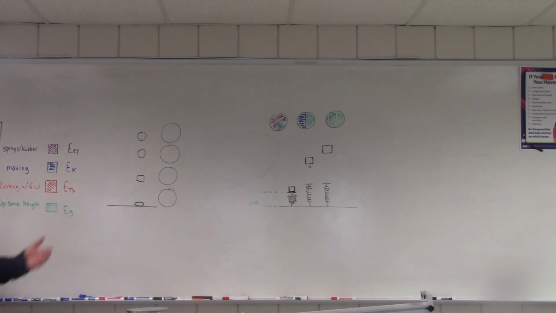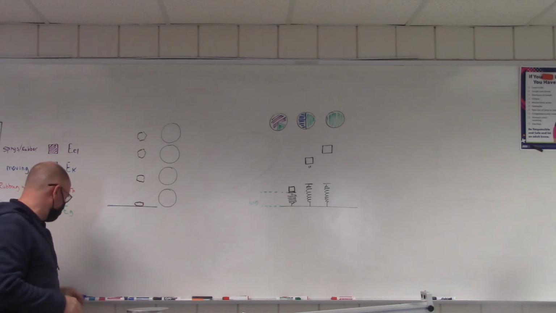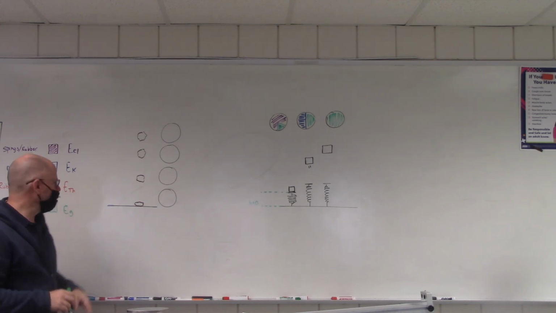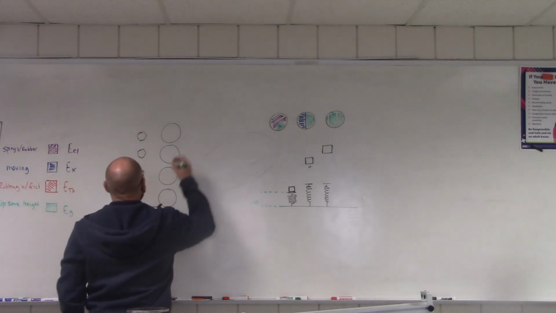All right, here we go. Tell me about the top one. I said it's all gravitational. I did also. So it's not moving. There's no friction rubbing. There's no springs or rubber bands. It's up a height. I agree.